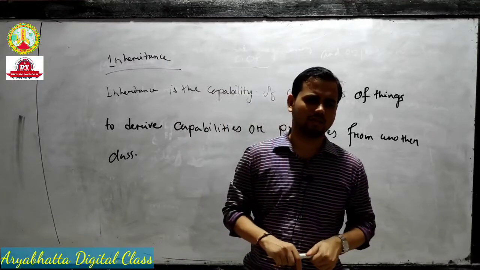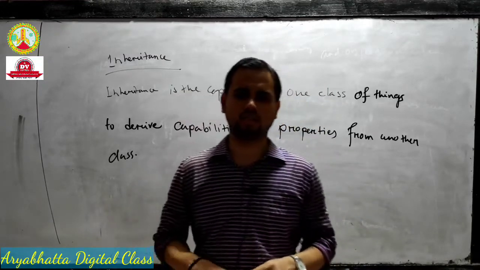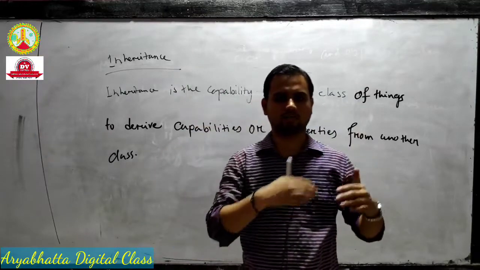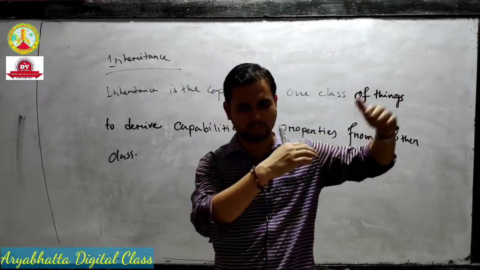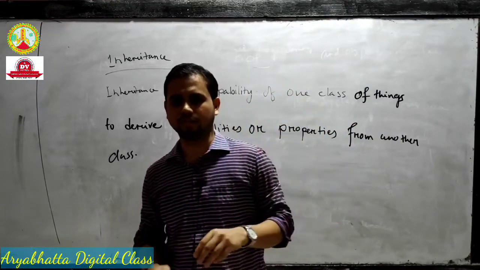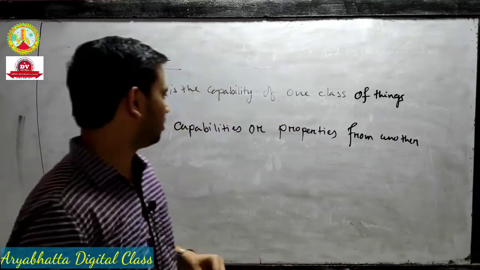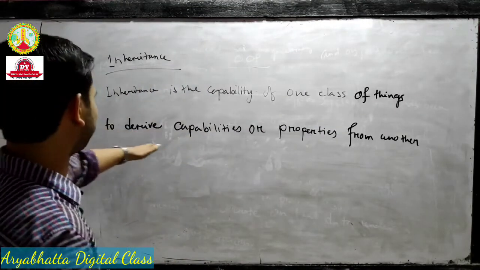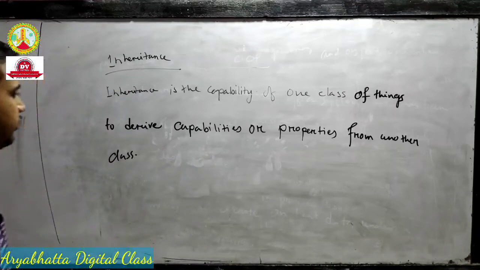We already heard many times this word inherit. Inherit means you are coming from your father, father is coming from your grandfather, something just like that. When one is derived from another, this concept is called inheritance. Simply, inheritance is the capability of one class of things to derive capabilities or properties from another class. You just note down this definition.